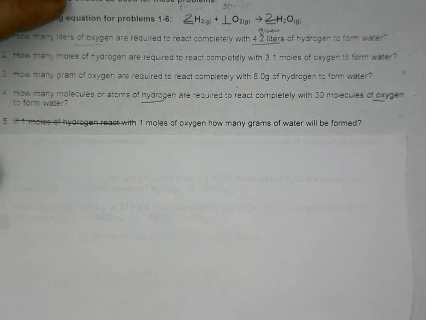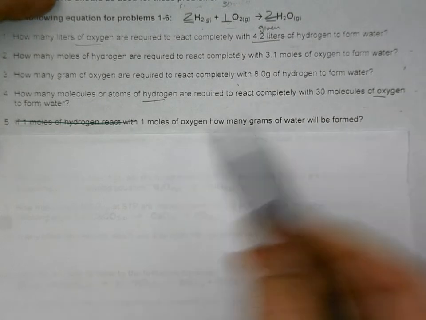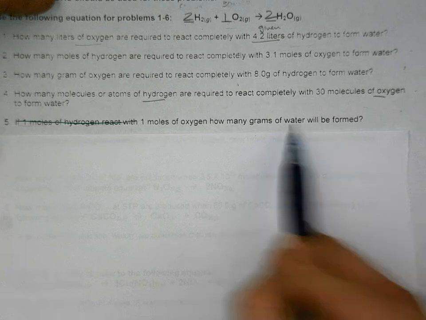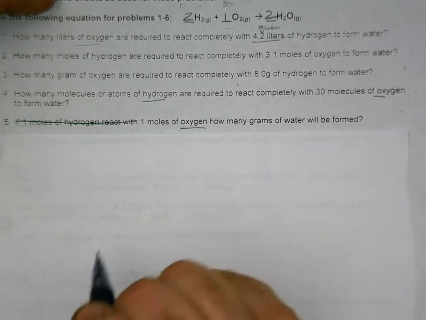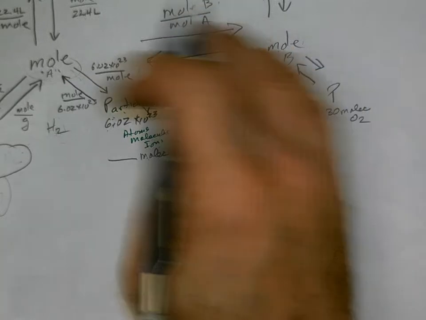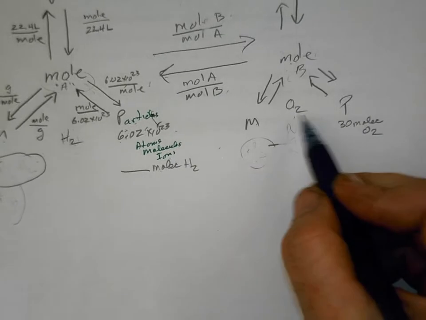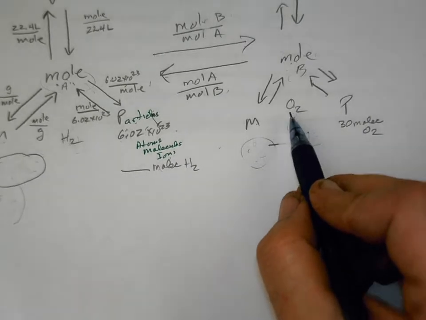Now, first off, number 5, I had you cross off the first part. So we've got 1 mole of oxygen, and we want to know how many grams of water. So again, we're given oxygen, we're going to water. So we are going to be doing a mole-mole ratio in the middle of our conversion. I've already got oxygen over here, so I'll keep oxygen on this side since I've already got it written.